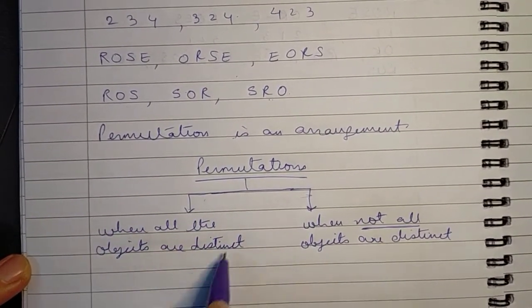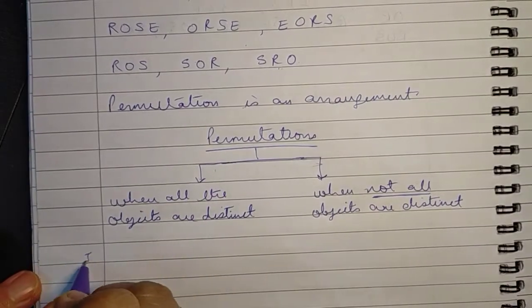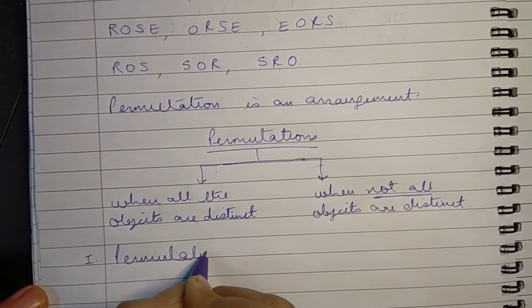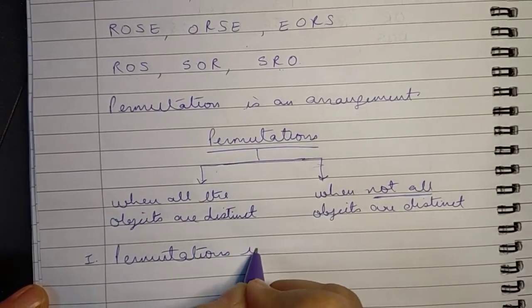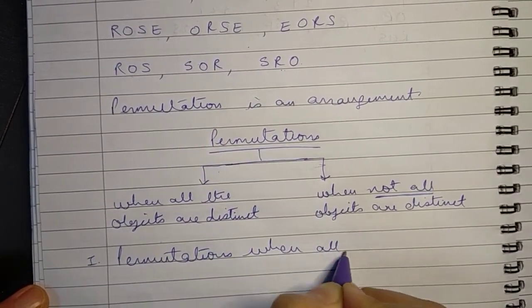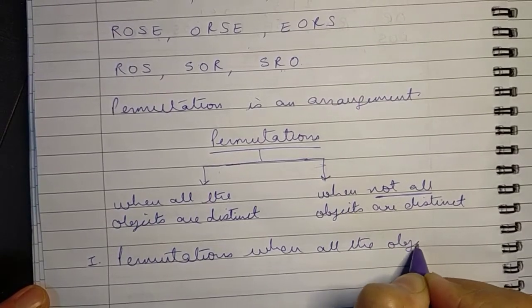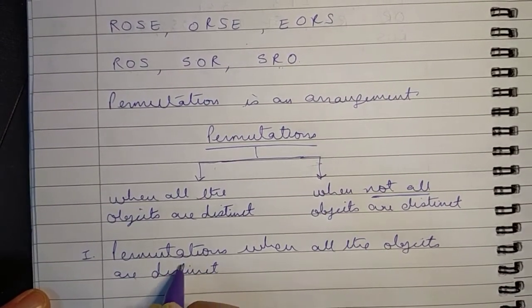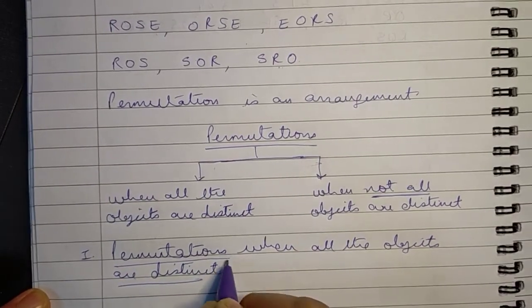So first we will consider the first case, that is permutations when all the objects are distinct. So what are we considering?